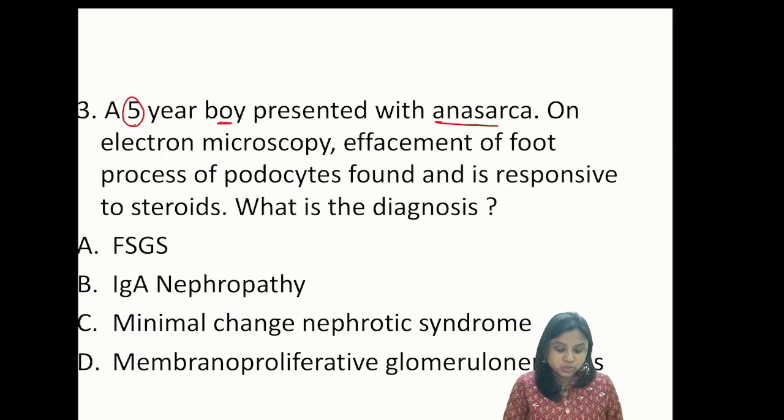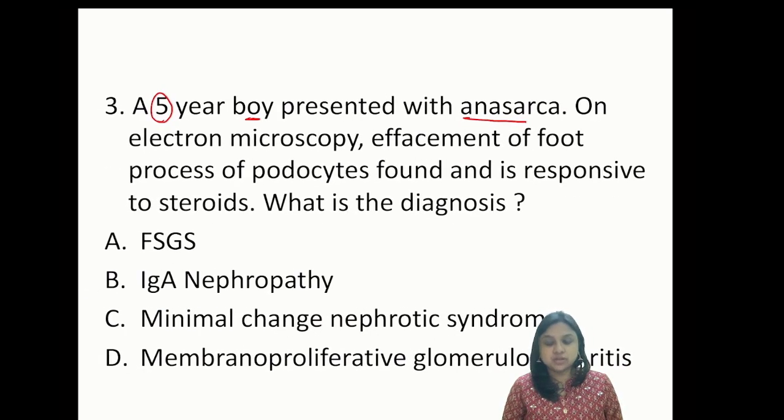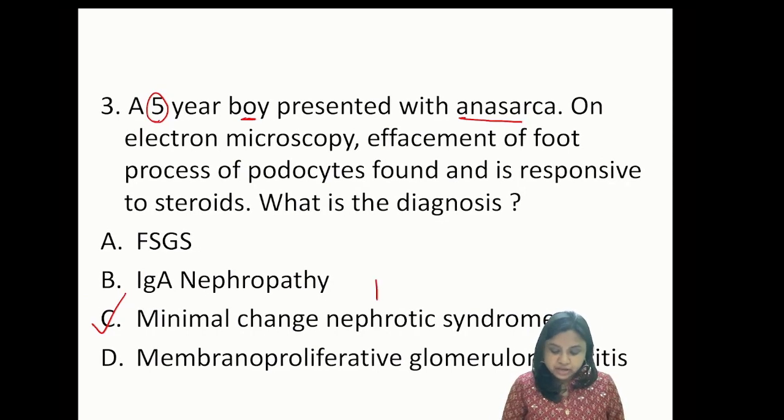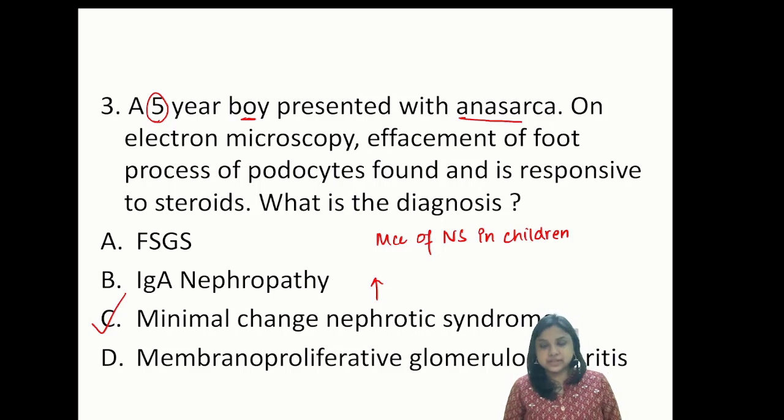The answer here is going to be minimal change nephrotic syndrome. So remember, minimal change nephrotic syndrome is the most common cause of nephrotic syndrome in children. The age group is 2 to 6 years, and usually in nephrotic syndrome, we have 3 features. One is massive proteinuria, massive nephrotic range proteinuria. Number 2, there is anasarca, and number 3, there is hypoalbuminemia, that is, albumin level should be less than 3.